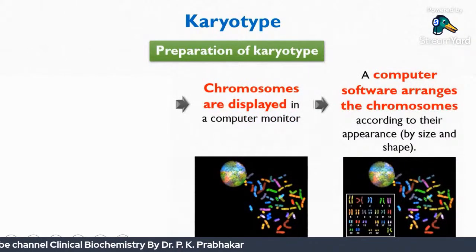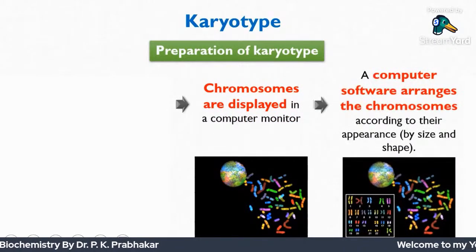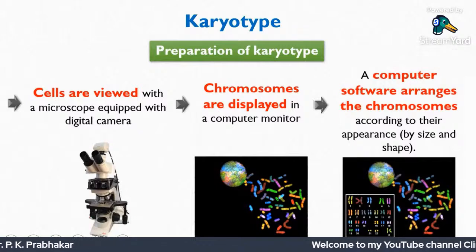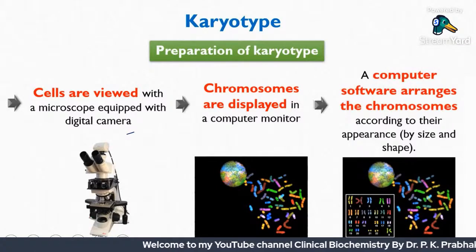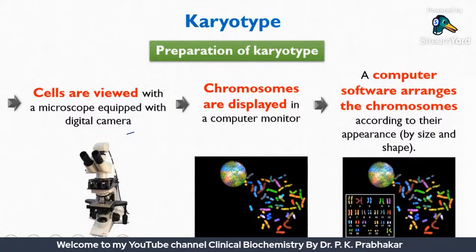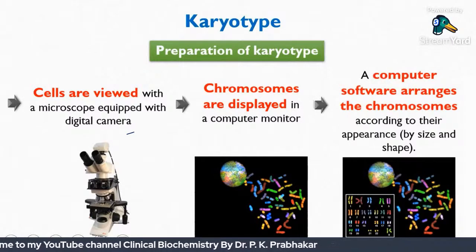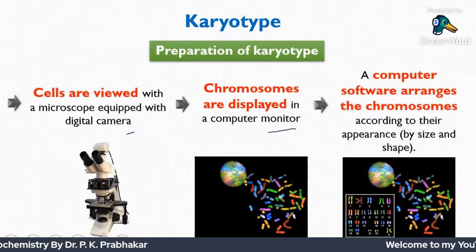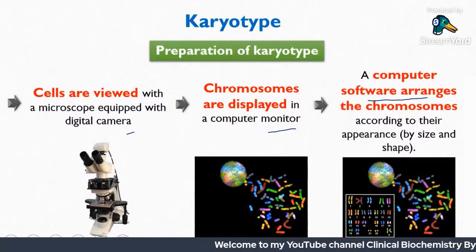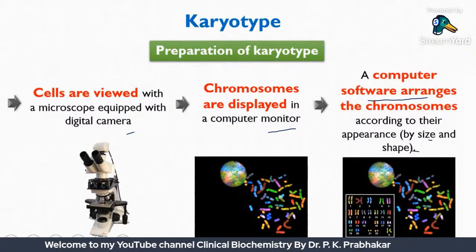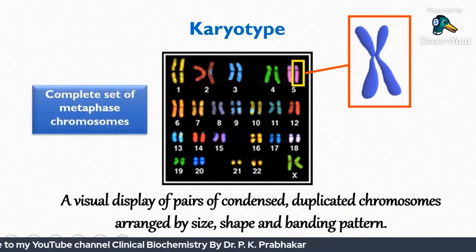After this, cells are viewed with a microscope equipped with a digital camera, and depending on the stain color, we use the appropriate microscope. Chromosomes are displayed on a computer monitor, and then we use software. That software arranges these chromosomes according to their size and shape. So ultimately, we have a karyotype.